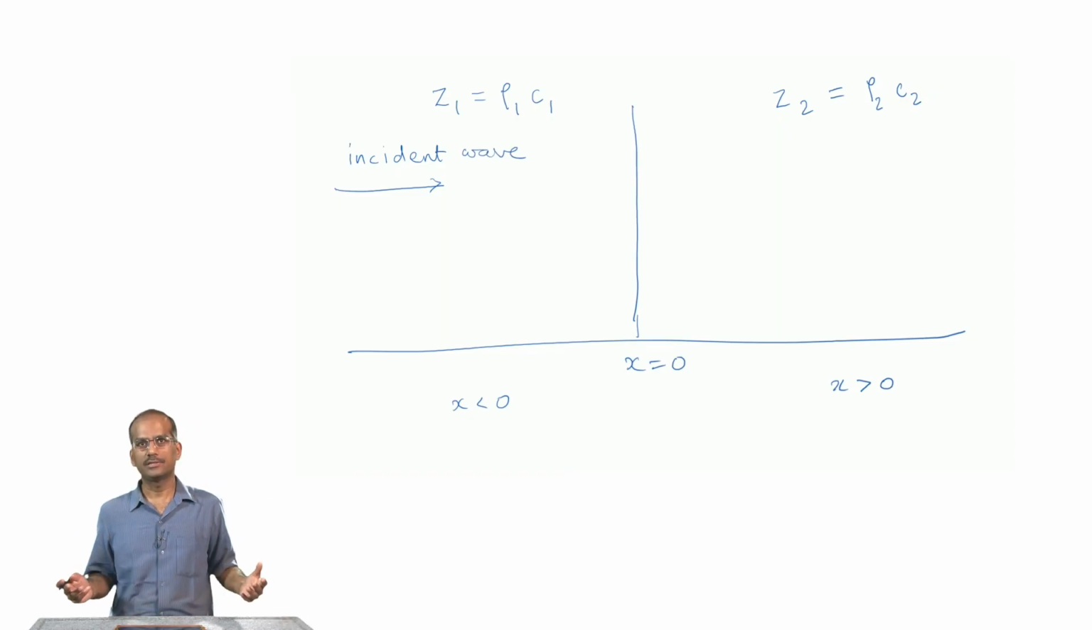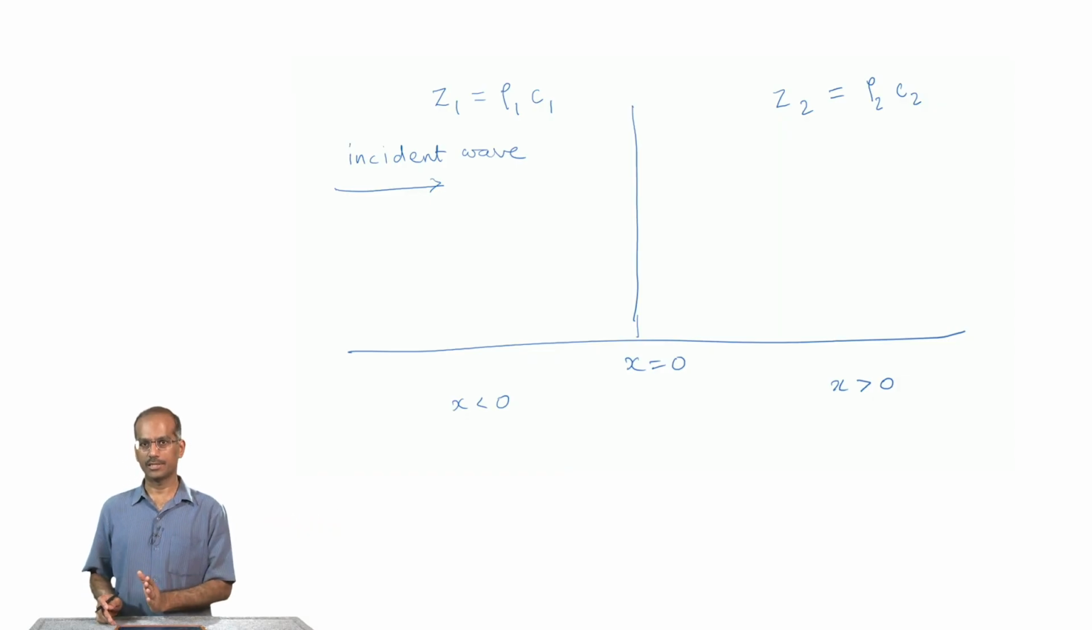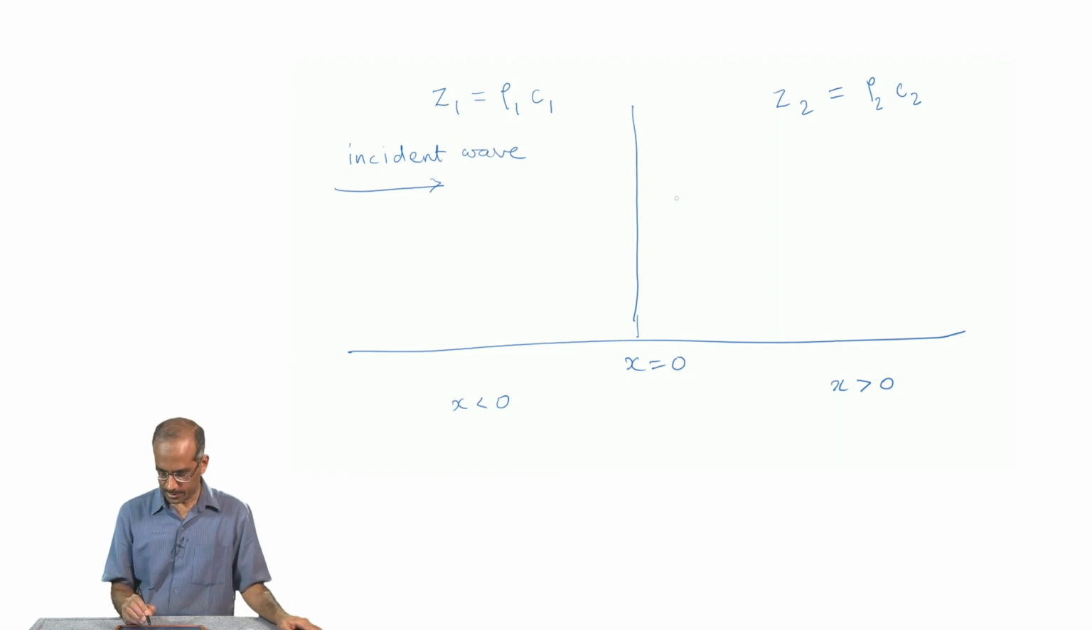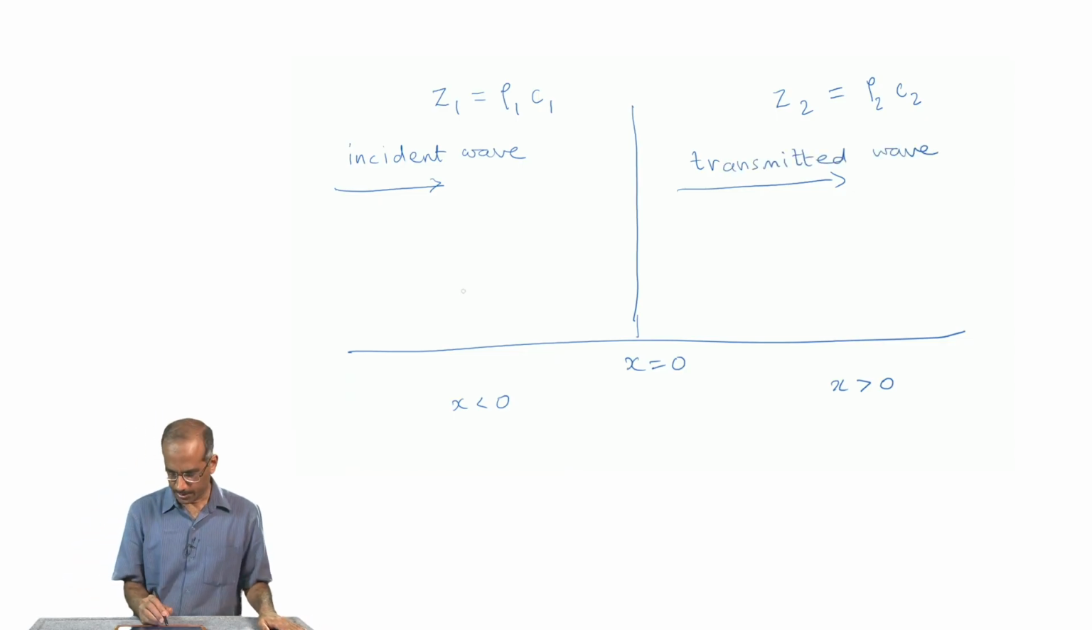And what are the various things that this incident wave can do? It comes from far left and hits the boundary at x equal to 0. There are only two things that can happen. One is there can be transmission, so there will be a transmitted wave, and another possibility is there can be reflection. So, you can have a reflected wave.